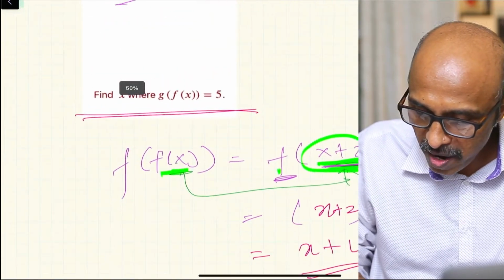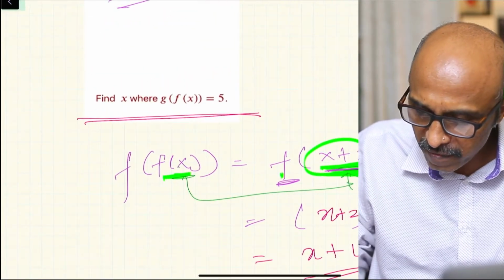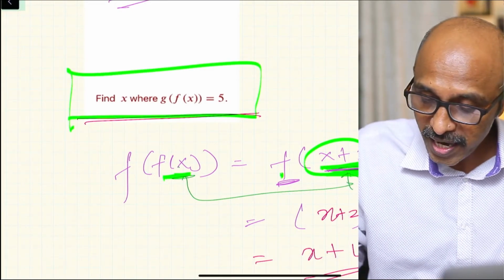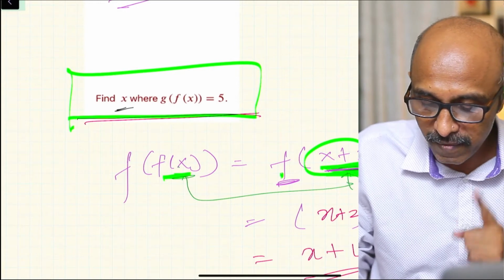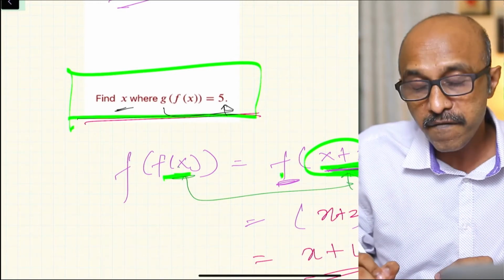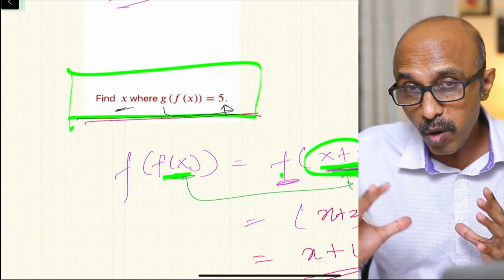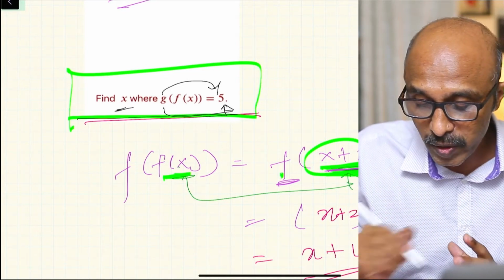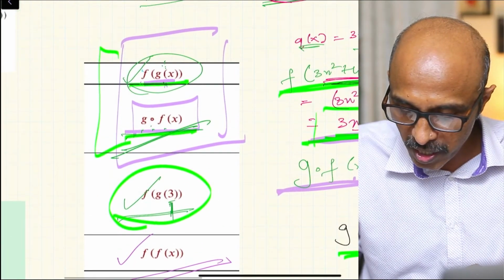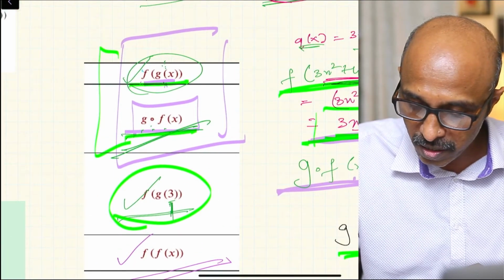Find x where g of f of x is 5. Now that is a very different question compared to anything that we've seen so far. Find x means you're looking for the input. They've asked for the input where the value of the output is 5. All right. So the output of the composite, the output of the second function, is what we're looking at. Now, you know what? There are two ways to do this question. One is just to equate g of f of x, which we found here. Can you see that?